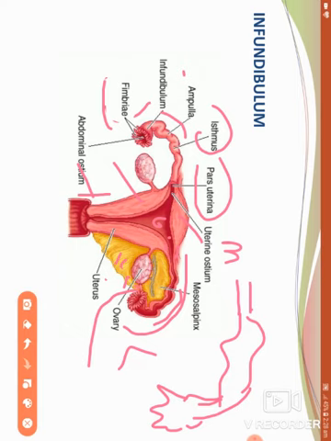So these are the parts of this uterine tube: the pars uterina tubae or intramural part, then isthmus, ampulla, and infundibulum with the fimbriae. The total length is 10 centimeters. This infundibulum is also 1 centimeter in length.